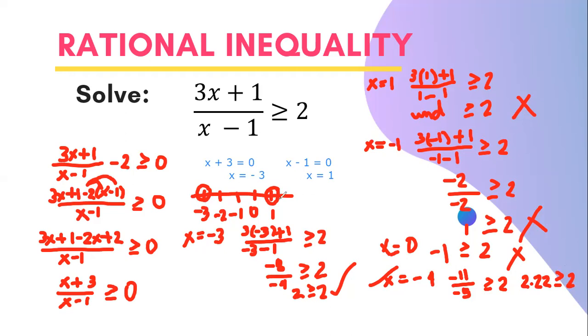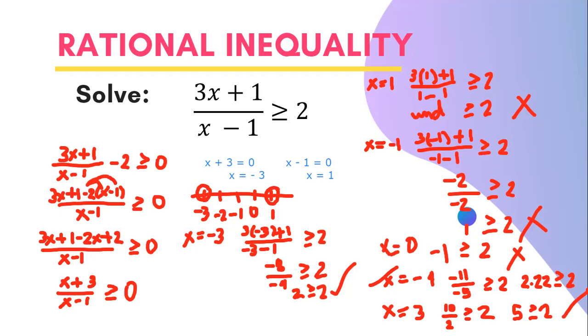Okay? How about to the right of 1? Say we have x is equal to 3. We will substitute that value here. We'll have 3 times 3 is 9 plus 1 is 10, over 3 minus 1 is 2, is greater than or equal to 2. What is 10 over 2? 10 over 2 is 5. Is 5 greater than or equal to 2? Yes, that's correct. That shows that all numbers to the left of negative 3 and to the right of 1, excluding 1, are part of the solution set.